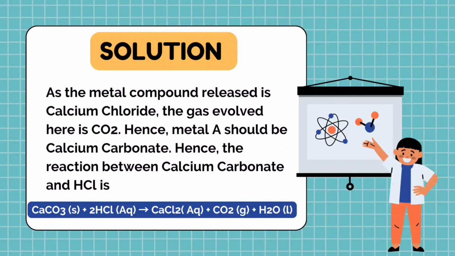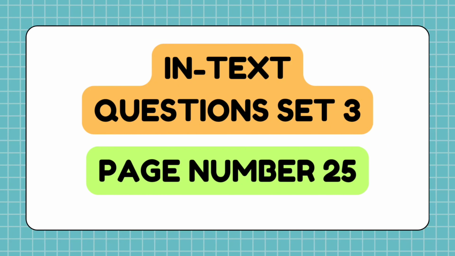Solution. As one of the compounds formed is calcium chloride, the gas evolved here is carbon dioxide. Hence, compound A should be calcium carbonate. Hence, the reaction between calcium carbonate and hydrochloric acid is as follows. In-text questions set 3, page number 25.